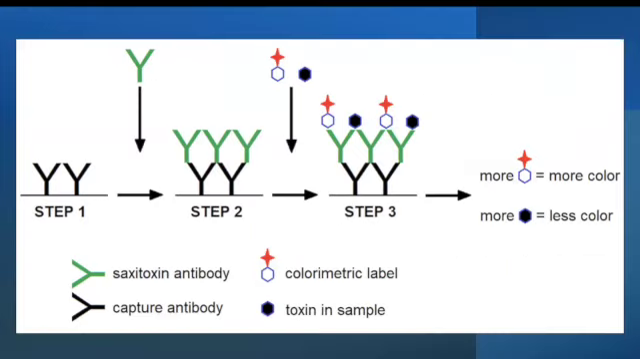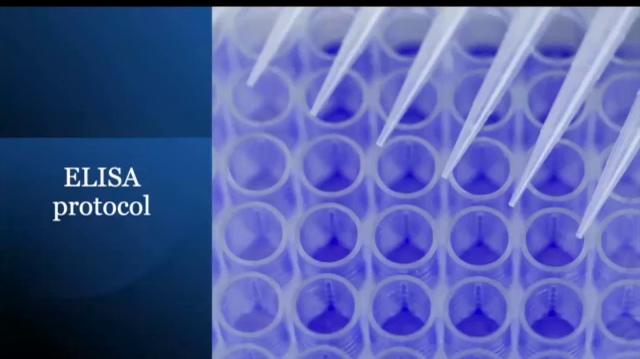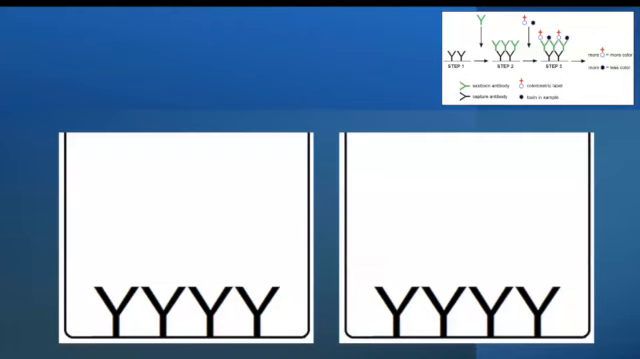Here's an overview schematic of how our ELISA works. It's a competitive ELISA, which means that the toxin in a sample will compete for antigen binding sites on the Saxitoxin antibody with a colorimetric label, which for our ELISA is toxin conjugated to HRP. So let's go through the ELISA protocol. We're going to start with a 96-well plate that has been coated with what we call capture antibody. The capture antibody is stuck to the plate, and it recognizes the non-antigen binding end of our Saxitoxin antibody to capture it to the plate, hence why we call it a capture antibody.